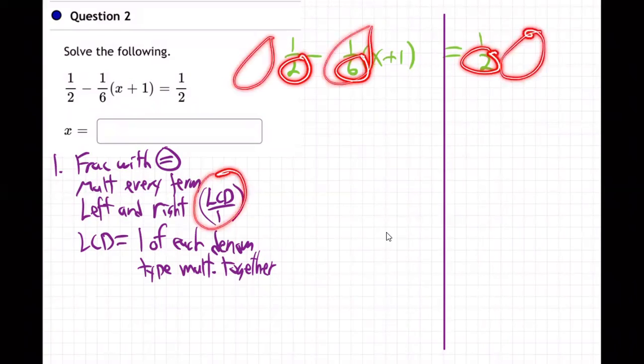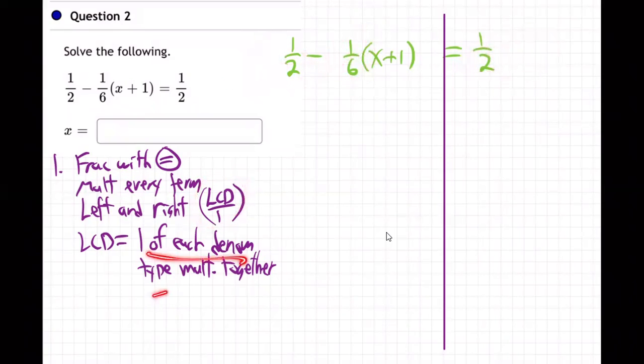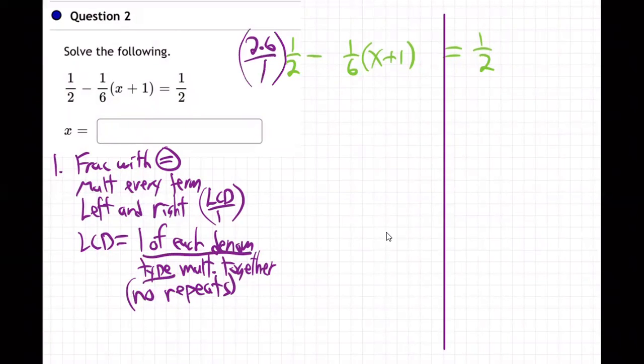Here, here, and here. And what is the LCD? 1 of each denominator type. So you take the 2, 6, and 2, and you put them together. But you don't need any repeats. Let me write that. No repeats. That's what I mean by 1 of each type. So in other words, I'm just going to use 2 and 6. I'm not going to use 2 2's. 2 and 6 over 1, 2 and 6 over 1, 2 and 6 over 1.